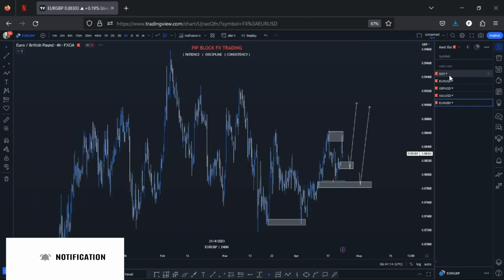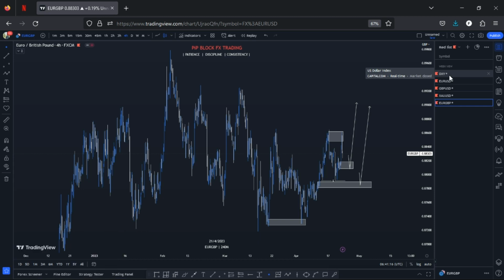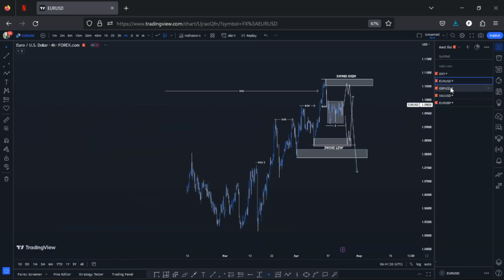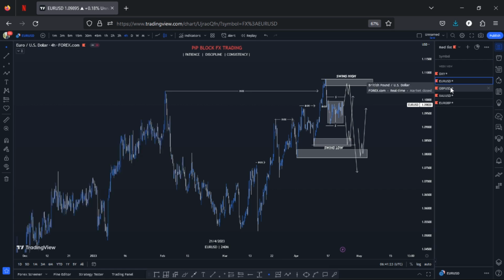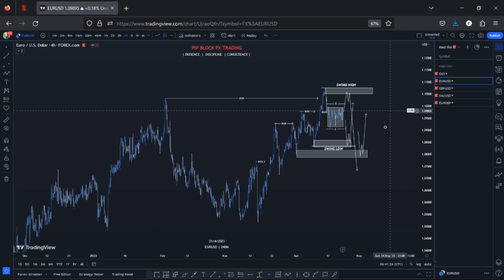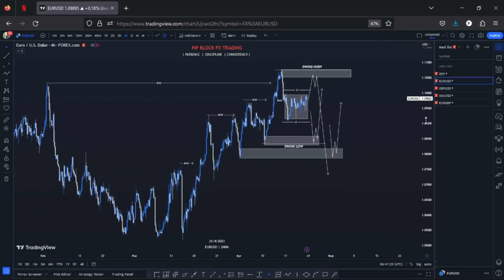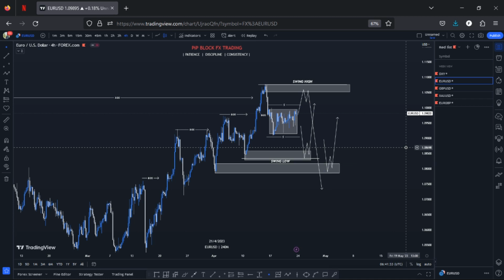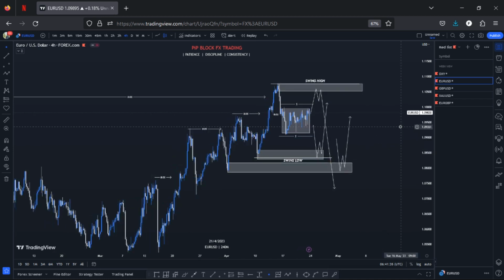So this is what I'll be expecting for these pairs for this coming week: DXY, EURGBP, EURUSD, GBPUSD, and then gold. All right, so we are going to give the rest of the setups in the group. We are going to follow up with the updates for these pairs for the coming week.